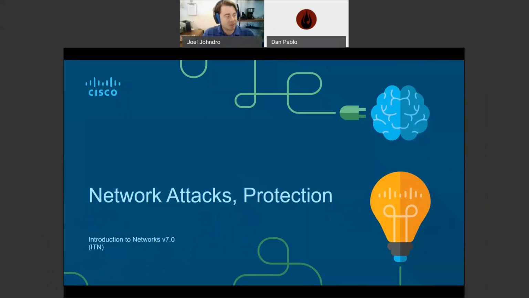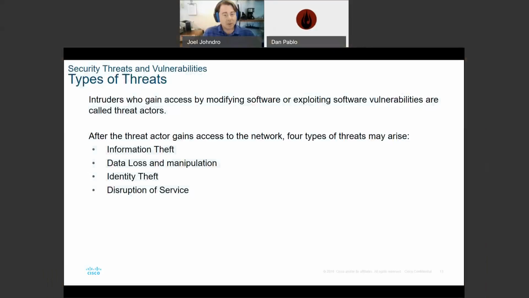Okay, so I wanted to take some time and talk about network attacks and a few mitigation techniques to help protect against network attacks. This is in Module 16 of the Introduction to Networks course. So there are generally 4 different types of threats.